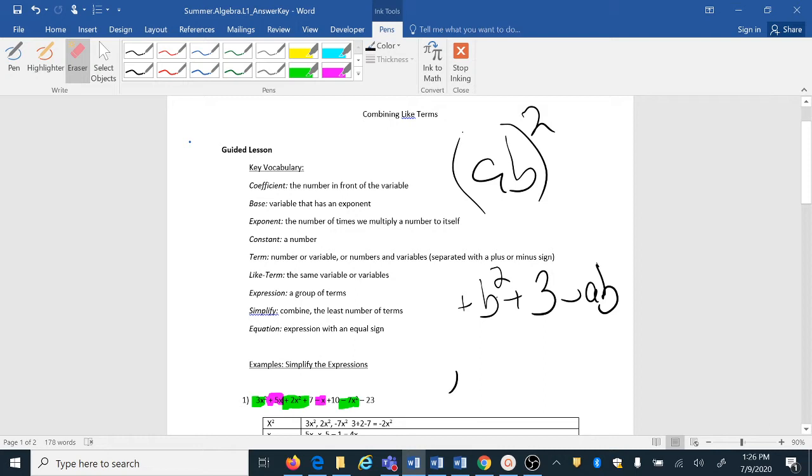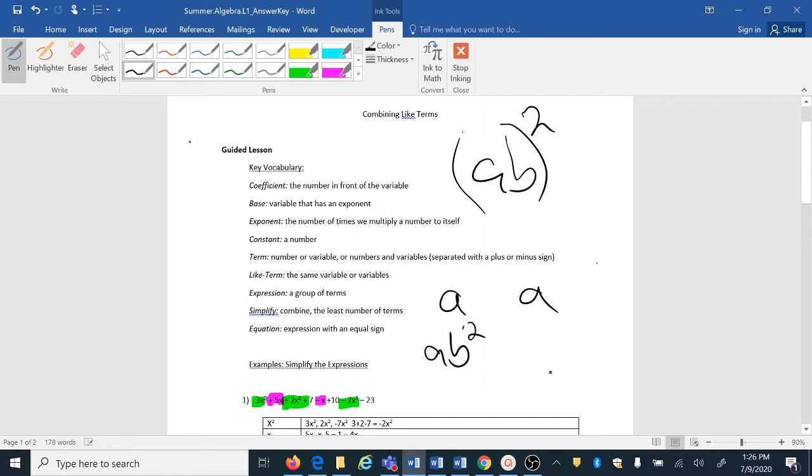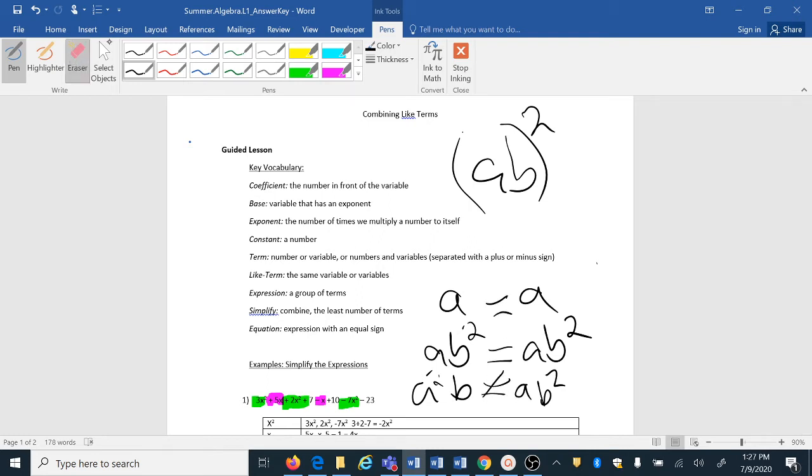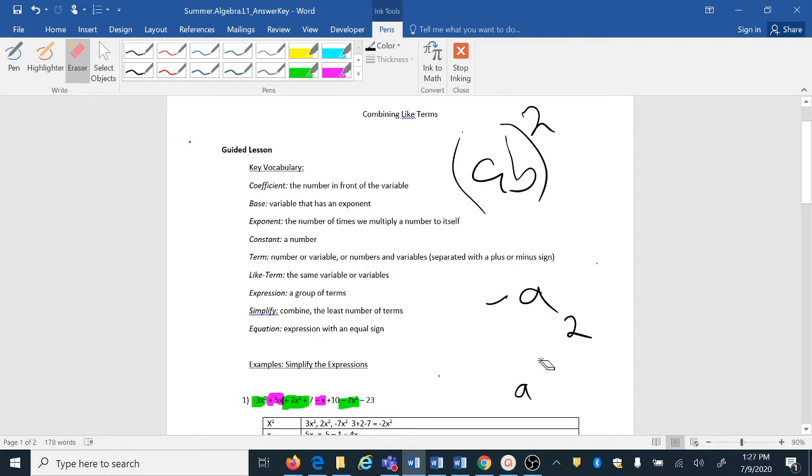All right, so what is a like term? A like term just means that it has the same base and the same exponent. So it just means that the terms are the same. For example, the like term for A would be A. AB squared would be AB squared. A squared and B, that's not the same as AB squared. So these are not like terms, but these are like terms, and these are like terms, okay? So we're just looking at the variable next to the coefficient of the term.